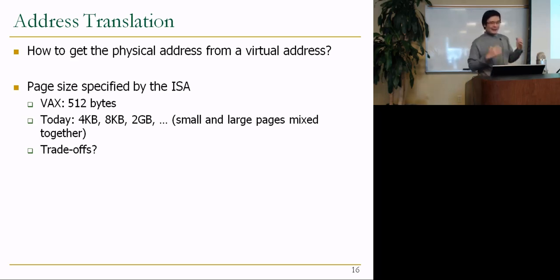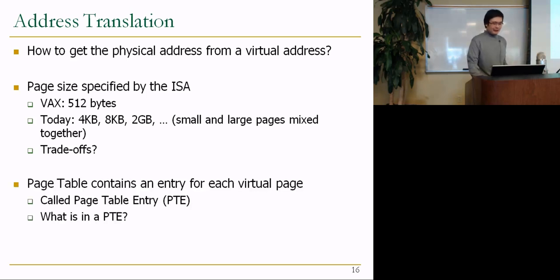So the page size, as I told you, is specified by the ISA. So different machines have different page sizes. The VAX has 512 bytes. Today on modern machines, this can range from 4 kilobytes, 8 kilobytes, to 2 gigabytes. That is a little large, but it's possible. You can have small and large pages mixed together as well. What are the trade-offs between big and small page size? I'm going to go over that in the next slide.